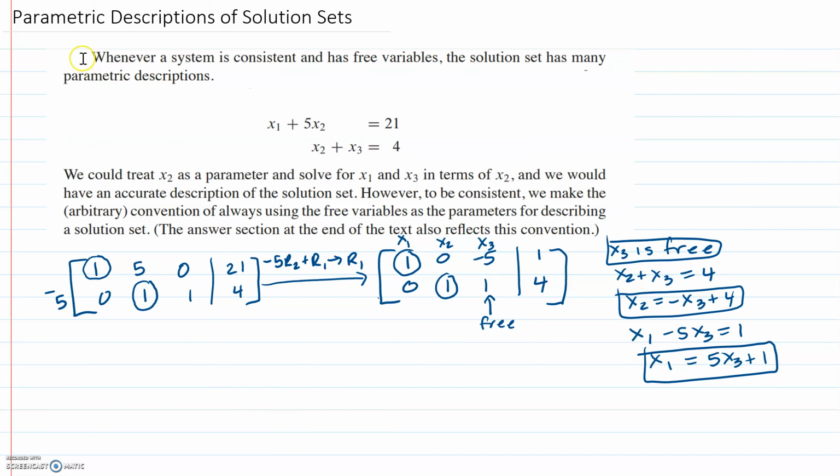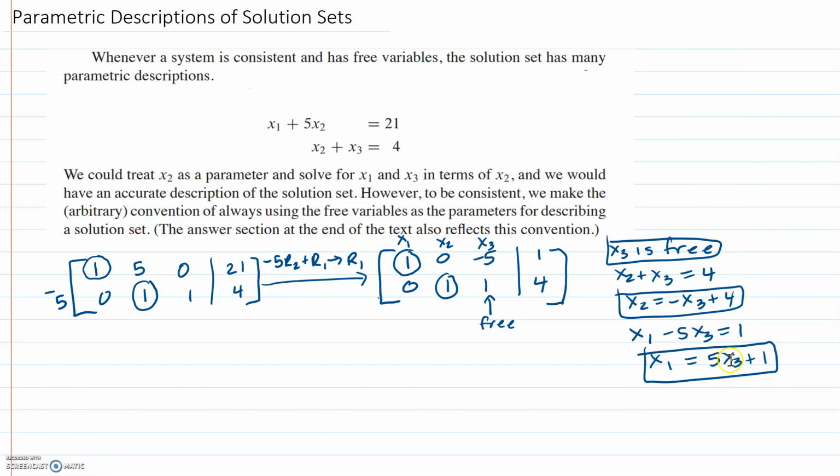So going back to our little snippet, it said, if you remember, when a system is consistent and has free variables, the solution set has many parametric descriptions. It has an infinite number of solutions. And you can see that because if x3 is free, then it could be anything. It could be 1, it could be 2, it could be 3. And depending on what x3 is, there will be another solution for x1 and x2.